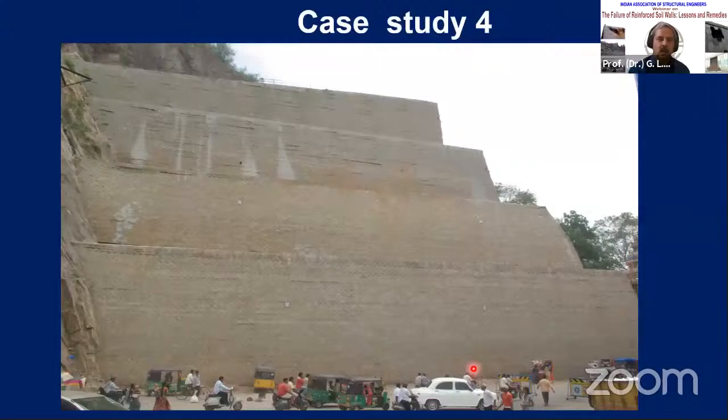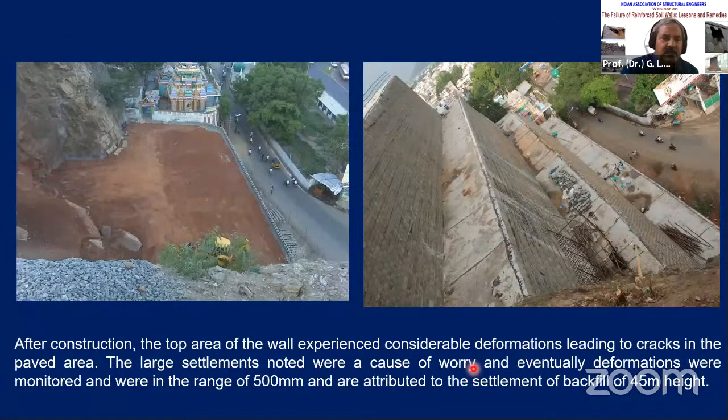The rains play havoc, and then there were some minor deformations. What happened was that it was filled up completely. The construction was complete. But then paving was also done for the road. After the construction, the top area of the wall experienced considerable deformations. Because you thought that the wall is ready and let us put concreting, let us open it for traffic and all of that.